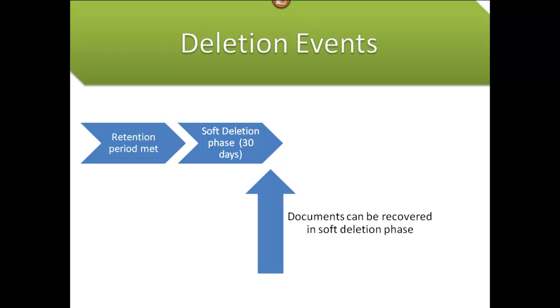Upon deletion, documents are stored in a soft deletion phase. In the soft deletion phase, documents can still be recovered and moved back into the document repository by a library administrator. The second stage of deletion is a hard deletion phase, where documents are permanently removed from the system after the retention period for the soft deletion phase is met.